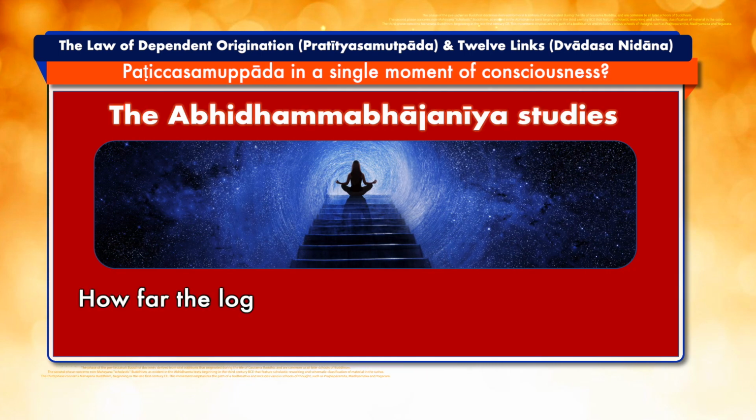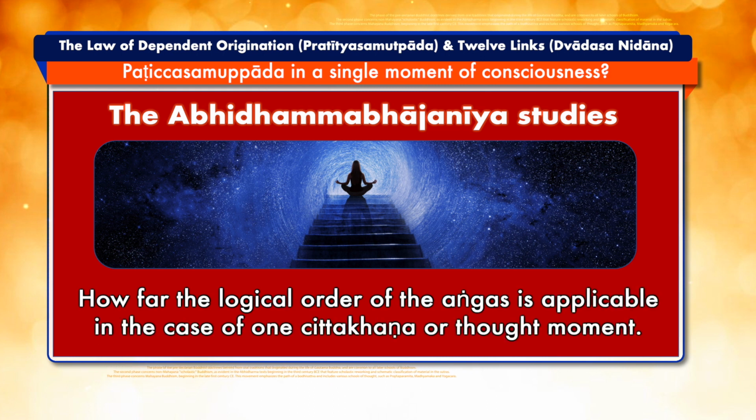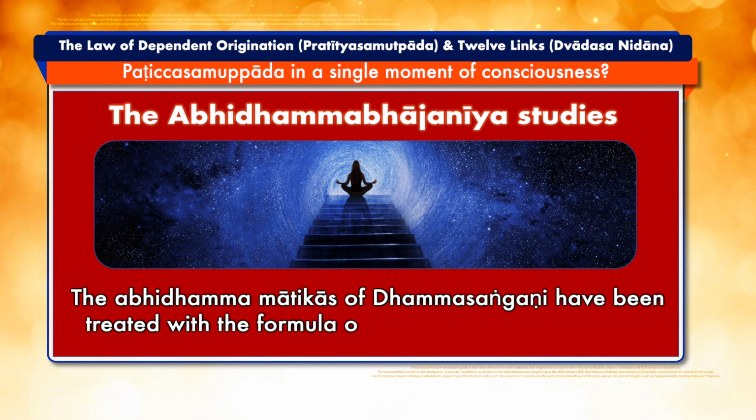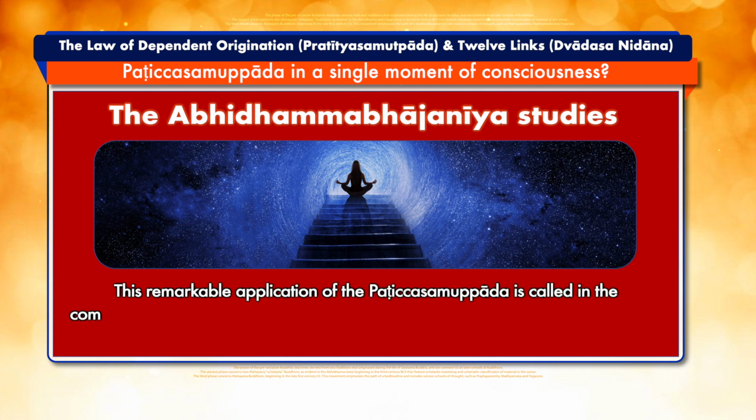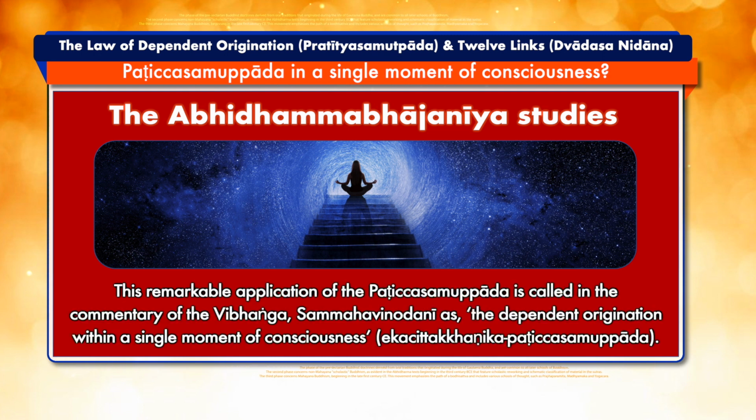The Abhidhammabhājanīya studies how far the logical order of the aṅgas is applicable in the case of the citta-khaṇa or thought moment. The Abhidhamma dhammas of the Dhammasaṅgaṇi have been treated with the formula of dependent origination. This remarkable application of the paṭiccasamuppāda is called in the commentary of the Vibhaṅga, Sammohavinodanī, the dependent origination within a single moment of consciousness, ekacitta-khaṇa, khaṇika paṭiccasamuppāda.